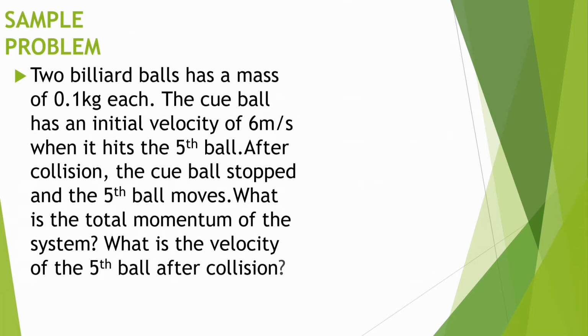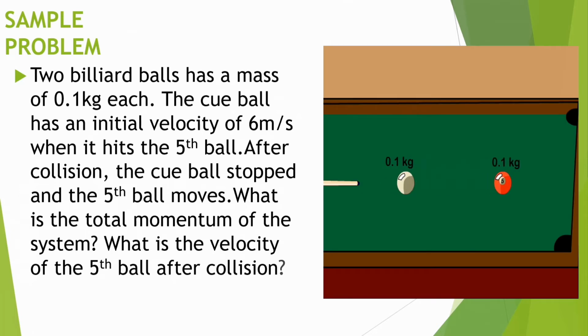Let's explain this conservation of momentum by this sample problem. Two billiard balls have a mass of 0.1 kilogram each, or equivalent to 100 grams. The cue ball has an initial velocity of 6 meters per second when it hits the fifth ball. After the collision, the cue ball stopped and the fifth ball moves. What is the total momentum of the system? And what is the velocity of the fifth ball after collision?